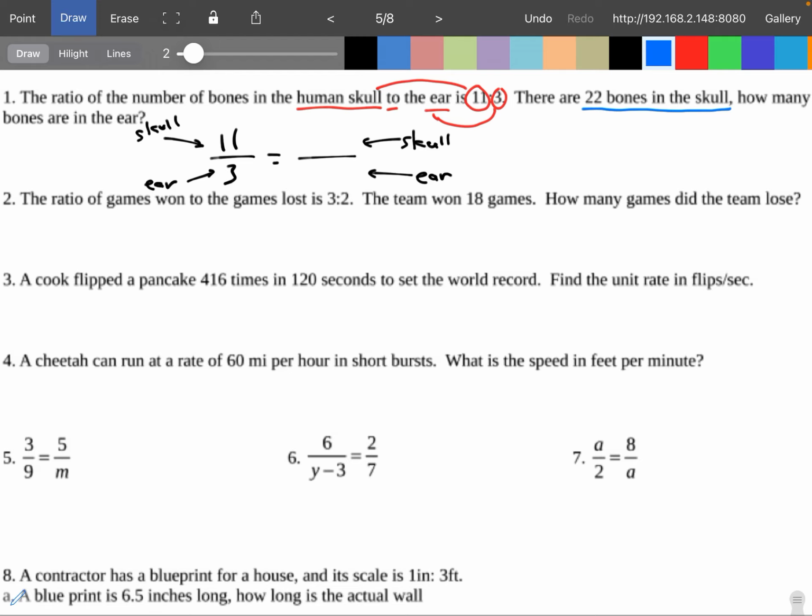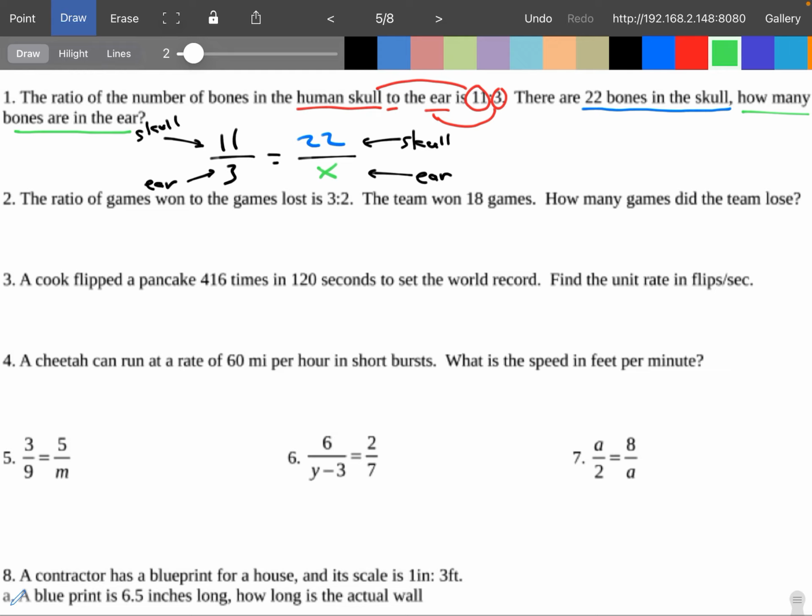So what did they give us here? What is that? Yeah, it's 22 bones in the skull. So where does that go, on the top or the bottom? Yeah, it goes on the top. And then we're trying to solve for how many bones there are in the ear, right? It says how many bones are in the ear. So that's our x. Then we're just going to solve that.